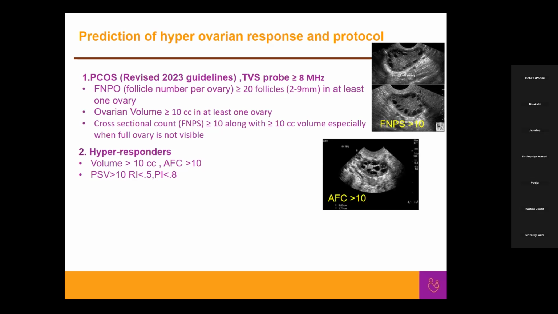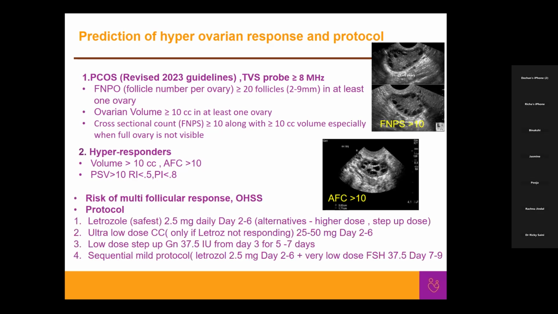hyperovarian responder, where this is very much different from the PCO ovary. But both the patients are at risk of getting multifollicular development and OHSS. So we have to be very much cautious in these types of patients. And the protocol which we use in these patients is the letrozole-based protocol. These are the safest protocols.